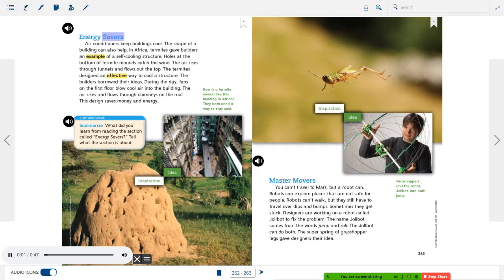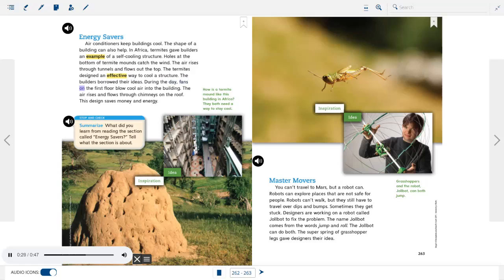Energy savers. Air conditioners keep buildings cool. The shape of a building can also help. In Africa, termites gave builders an example of a self-cooling structure. Holes at the bottom of termite mounds catch the wind. The air rises through tunnels and flows out the top. The termites designed an effective way to cool a structure. The builders borrowed their ideas.